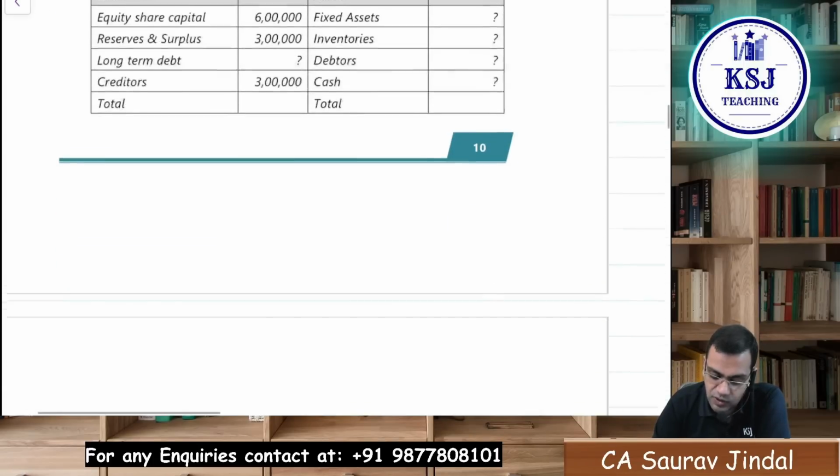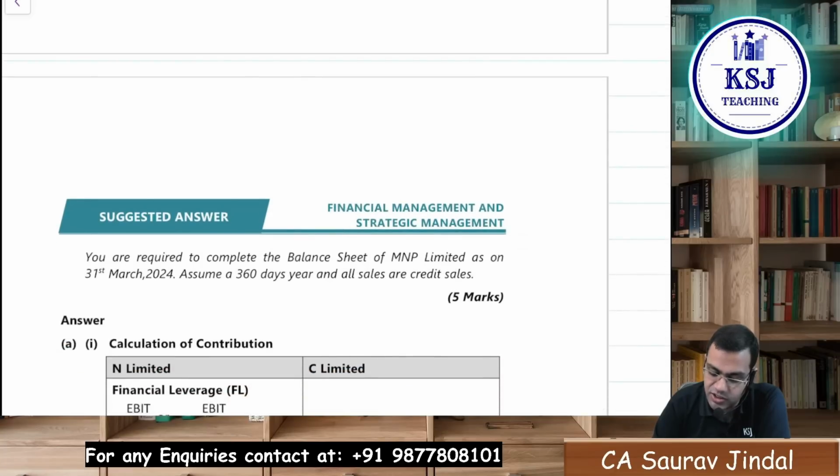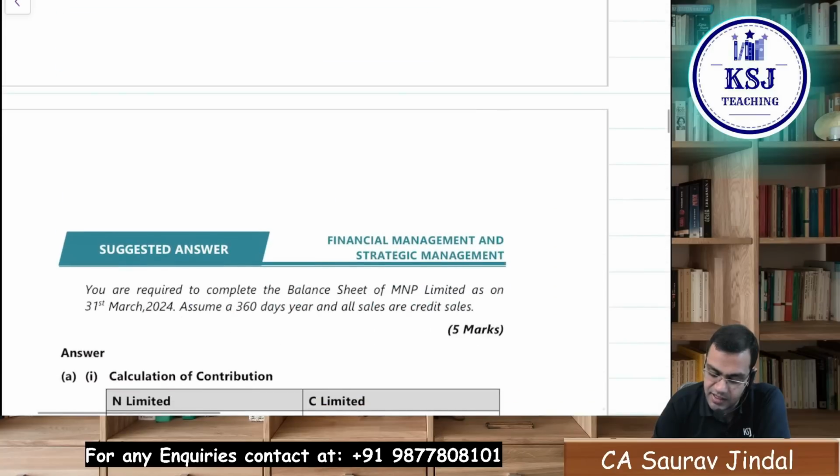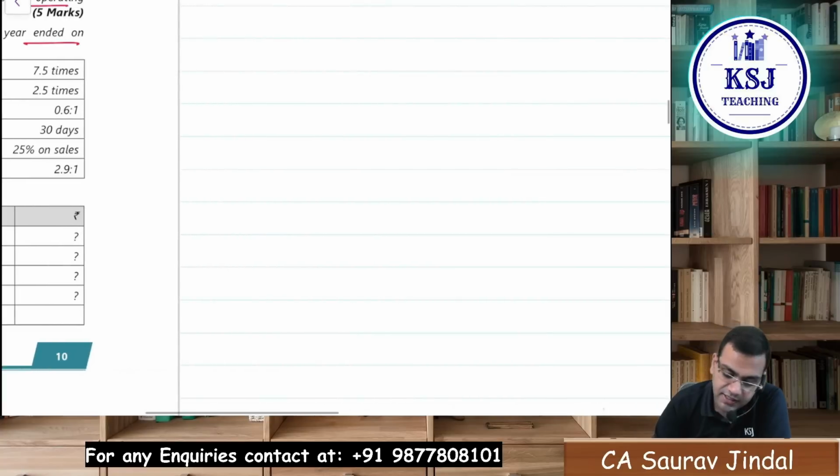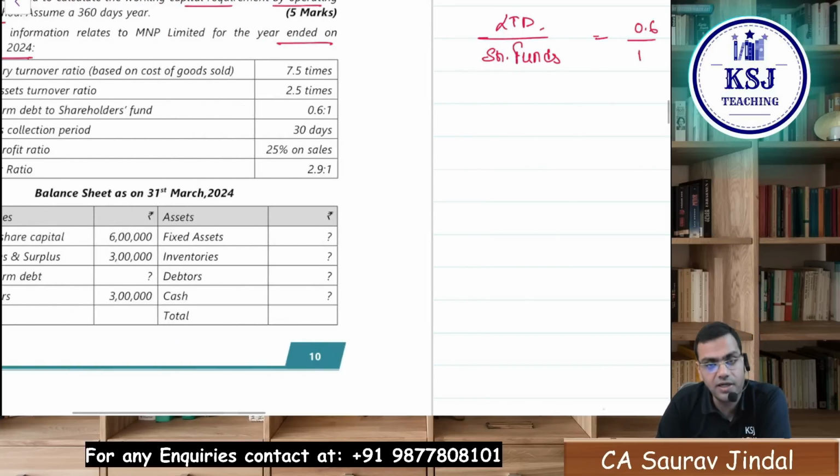Fine, sir. You have to complete this balance sheet. You are required to complete the balance sheet of MNP Limited. Assume 360 days in a year and all sales are on credit sales. So how can you start? Equity share capital is given, reserves and surplus are given, then long-term debt is not given, creditors are given. What will be your first step? Sir, long-term debt to shareholders' funds is given 0.6:1. What is given? Long-term debt to shareholders' funds, that is 0.6:1. Sir, can we find out the value of long-term debt from here?